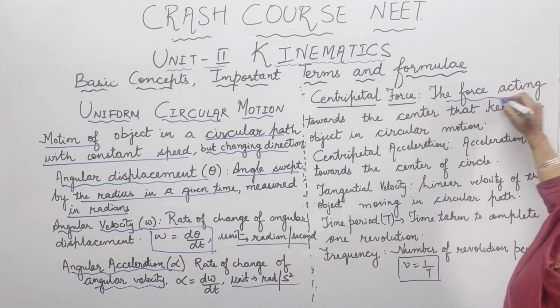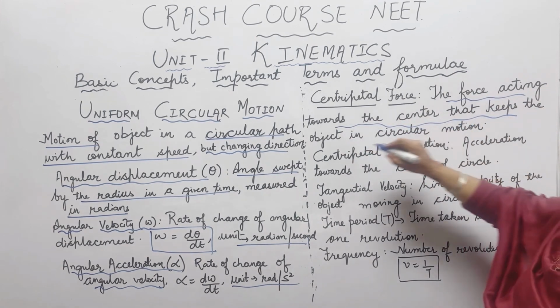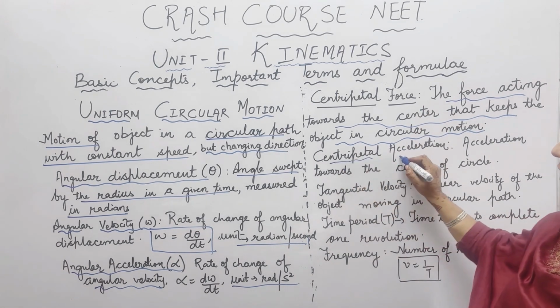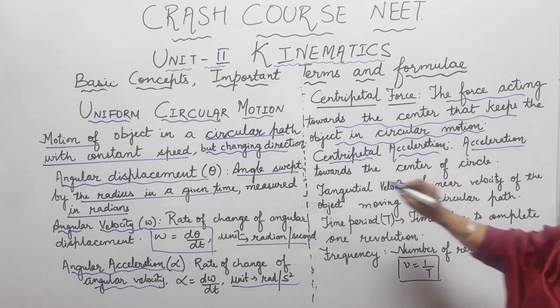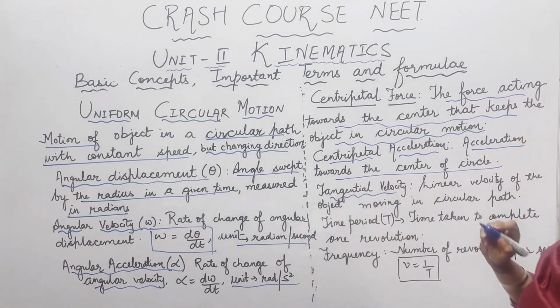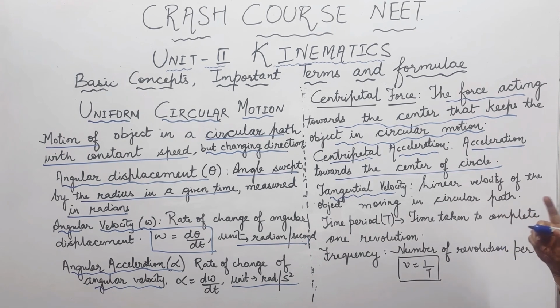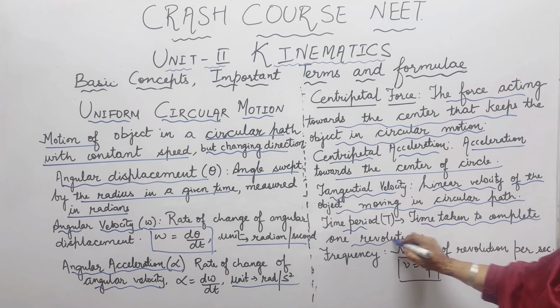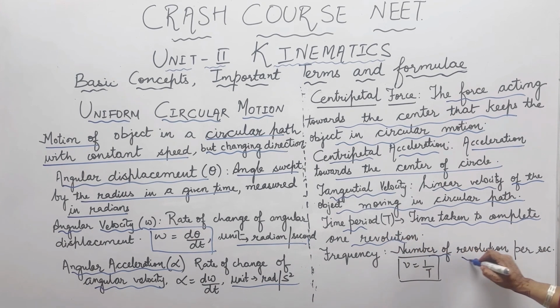Next is the centripetal force. It is the force that is acting towards the center that keeps the object in a circular motion. So that type of force is having centripetal acceleration. Acceleration is also towards the center of the circle. Another important term is tangential velocity. Tangential velocity is the linear velocity of the object moving in a circular path. Then the time period is the time taken to complete one full revolution. And the frequency is the number of revolutions per second. Frequency nu is equal to 1 upon T.